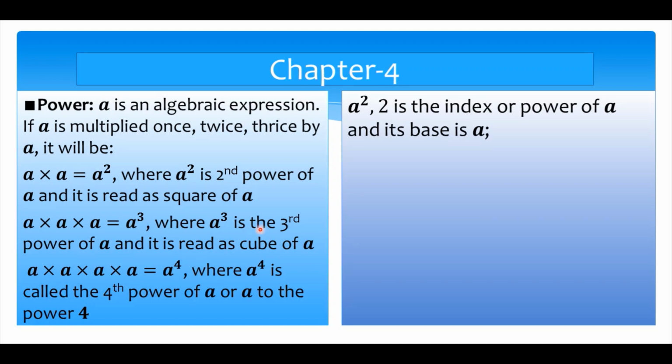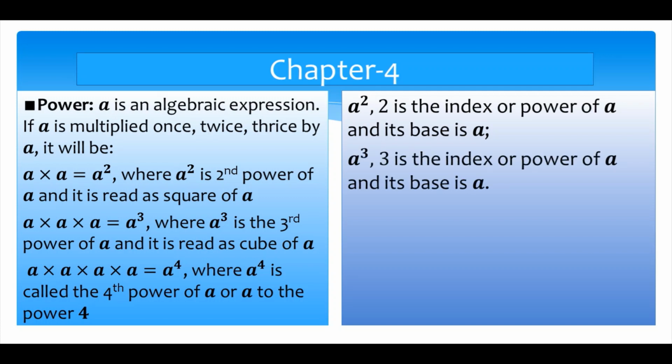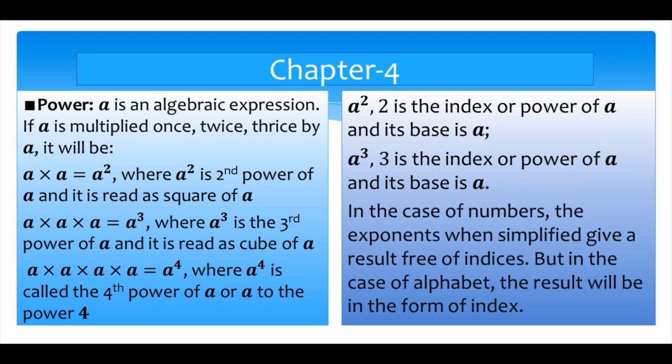Now in A square, 2 is the index or power of A and its base is A. Now it's clear to you. You can see 2 is the index or power of A and A is its base. In A cube, 3 is the index or power of A and its base is A.